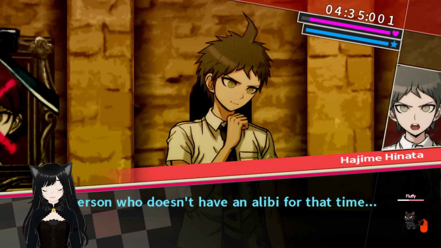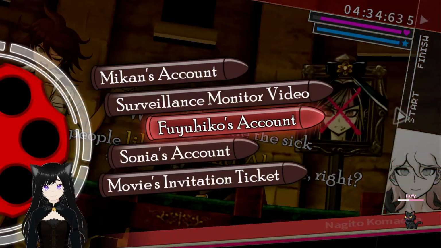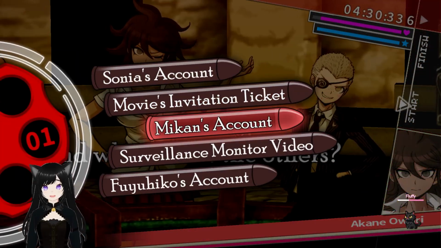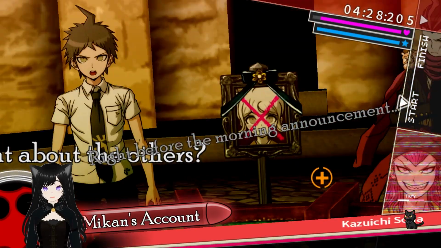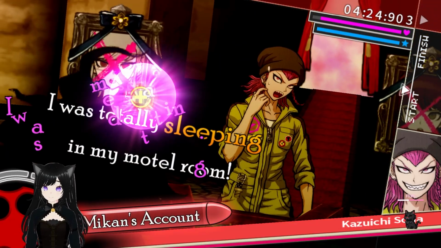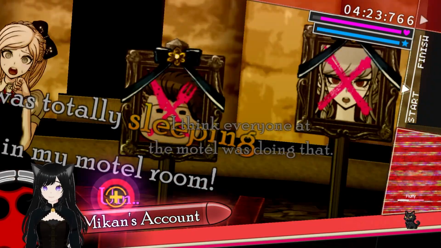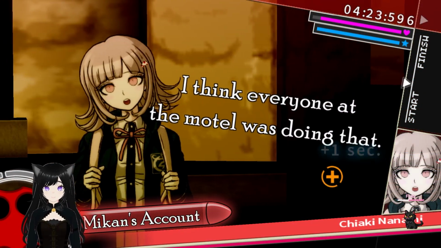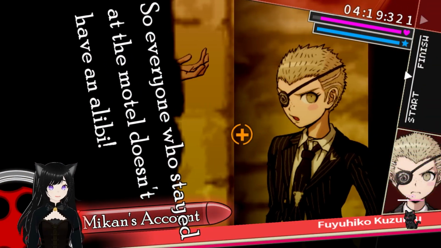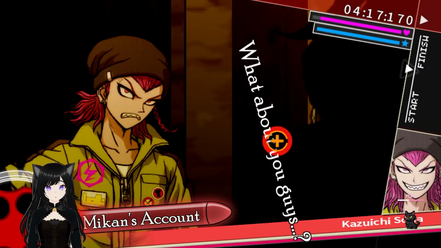But I'm curious, what exactly would we do? We can sure exclude the sick people like me and Akane, right? Maybe we do Mikan's account. And what about the others? Right, because before the announcement, that morning Mikan takes care of us and I was totally sleeping in my motel room. I just don't think anything right? I see everyone else at the motel was doing that. So everyone who stayed at the motel doesn't have an alibi. So I'm not sure. What about you guys?